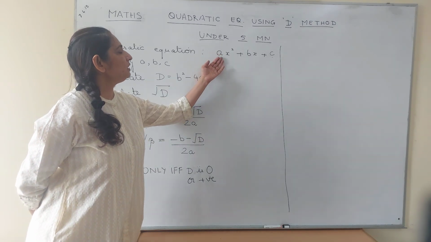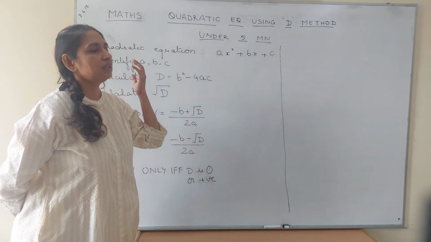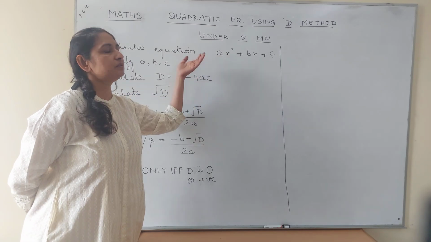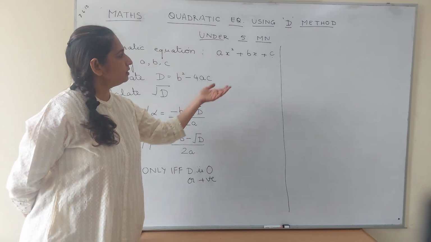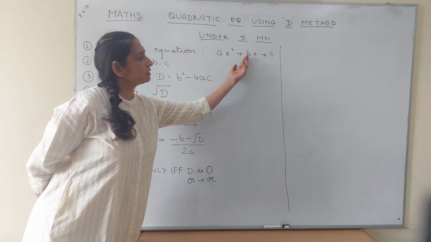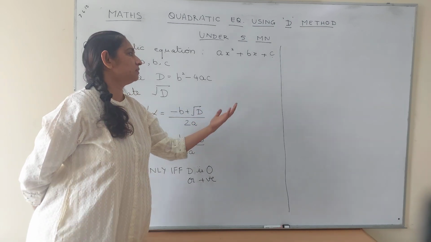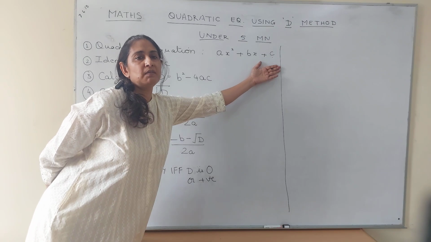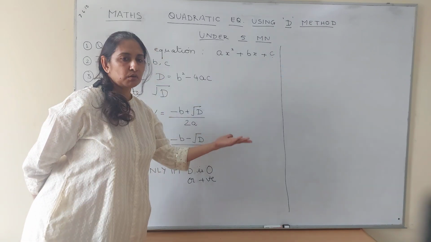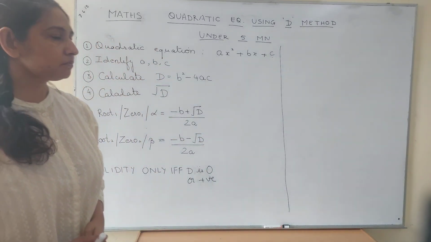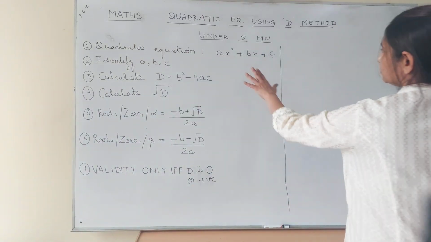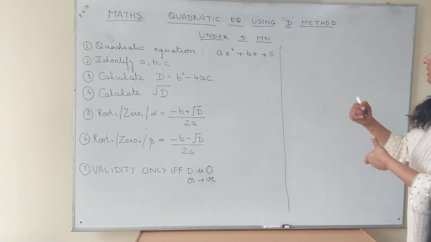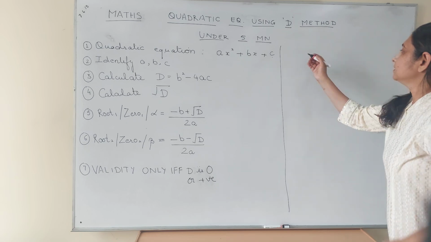What is a? Whatever is the coefficient of x² is called a. The coefficient of x, whatever is there before x, is called b. And whatever is the constant term, which does not have x at all, is called c. That is the fixed notation a, b and c. Let's quickly try an example.